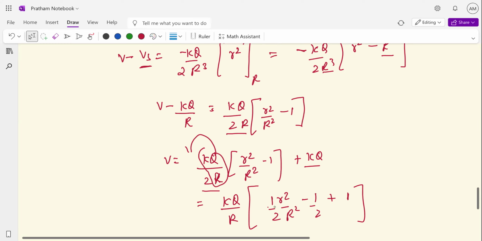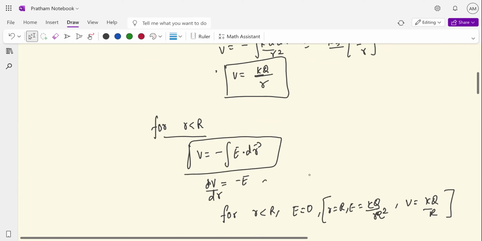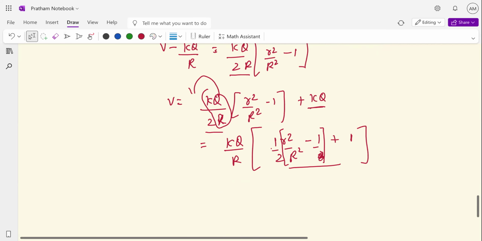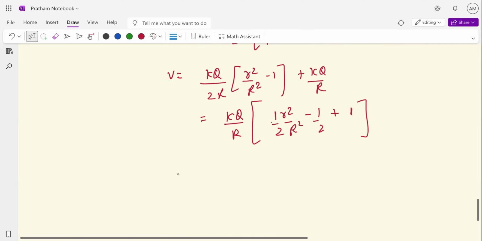Okay, so it becomes something like this. KQ common, right? It was R here, right? KQ by R was there, na? Clear? Yes. So that's the thing it was. Let's make it R. Now it's fine. Okay, now if you again solve this one, what you are going to get?